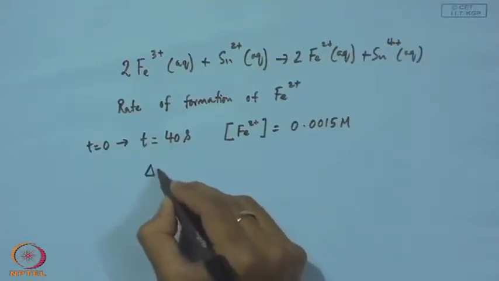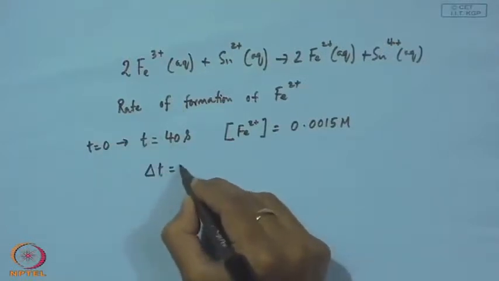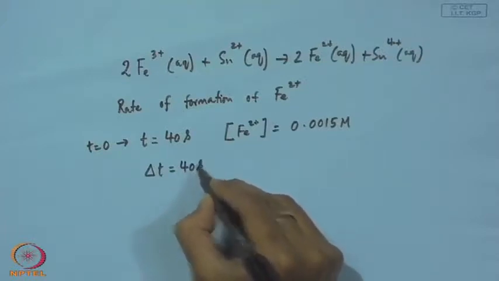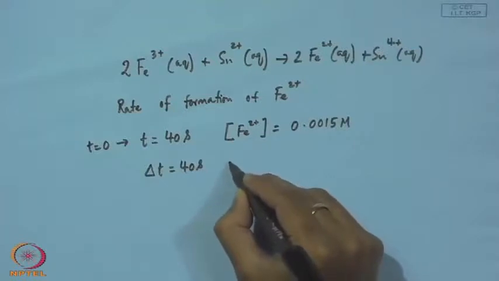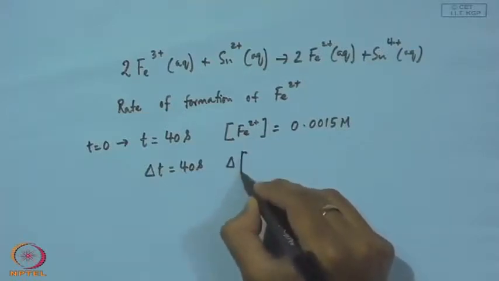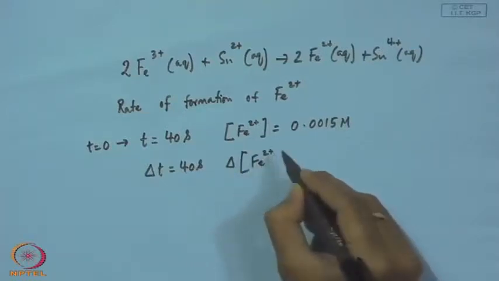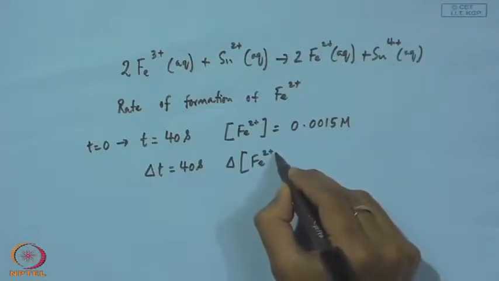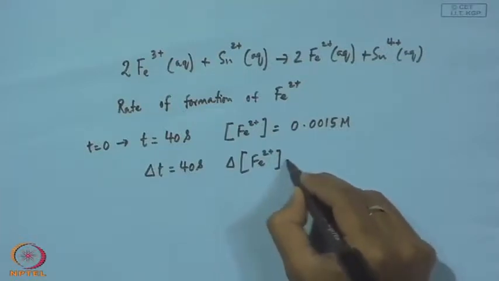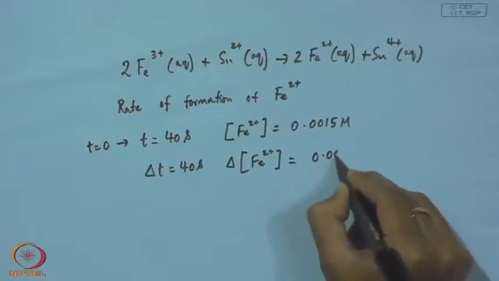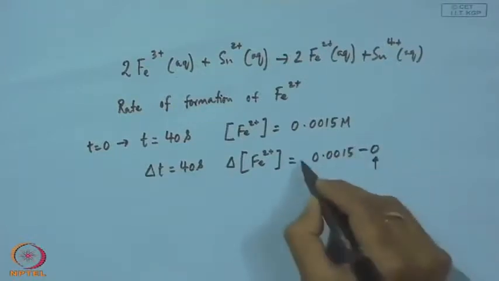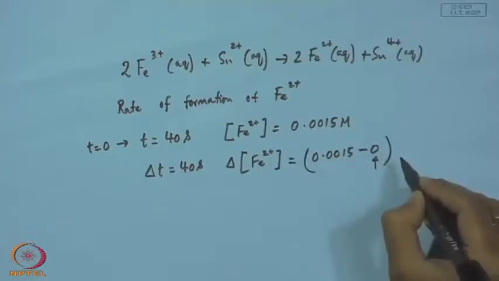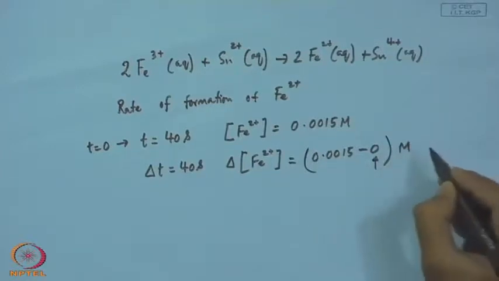So, delta t is equal to 40 seconds, and so delta Fe2+ is equal to 0.0015 minus 0. Why is this 0? Because at the start there was no Fe2+. So, this much molar.